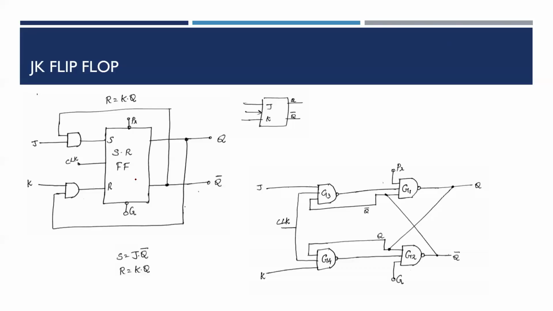This is the block diagram of a JK flip-flop. Actually, JK flip-flop is a modification of SR flip-flop. Here we are having an SR flip-flop. The internal diagram of this block is exactly the same as that of an SR flip-flop.